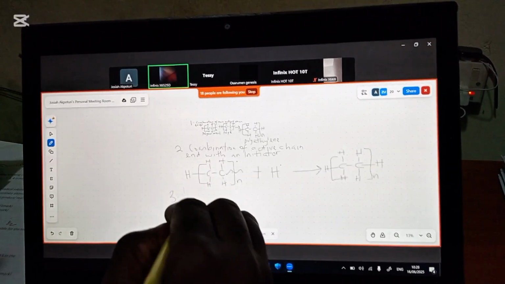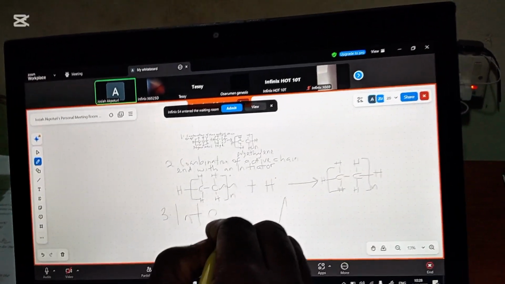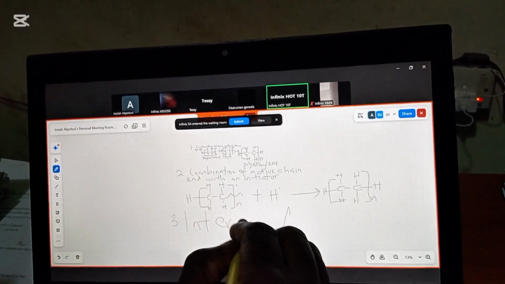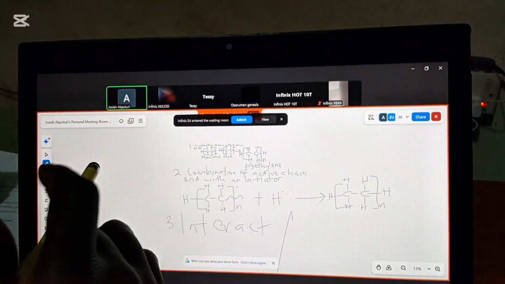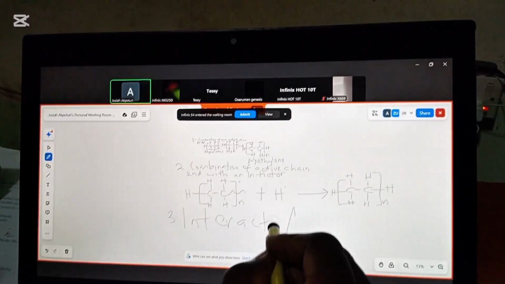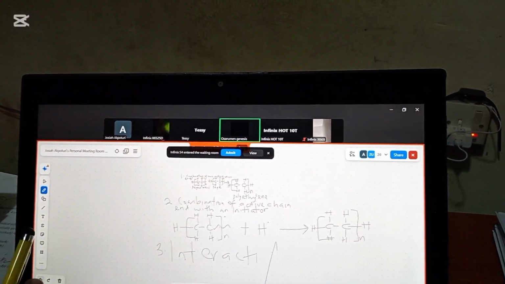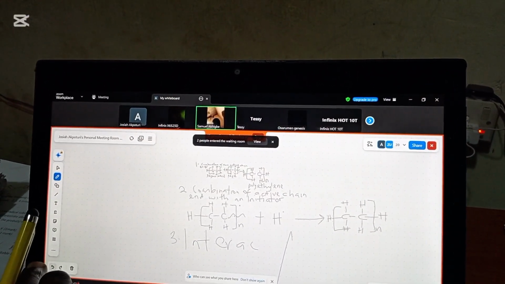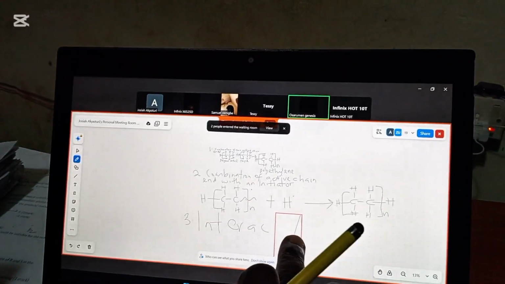Number three is interaction. Please, I said don't draw on the board. Don't draw on the board, please. See now, they've already drawn on that board.